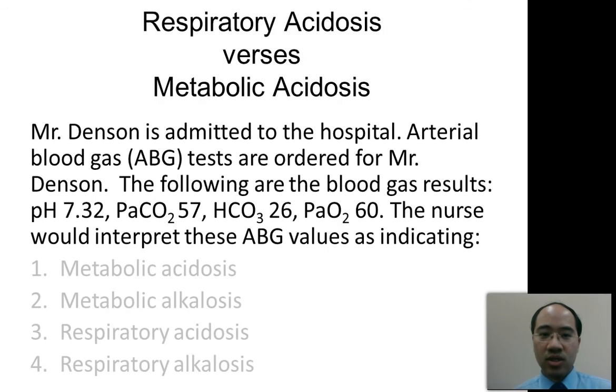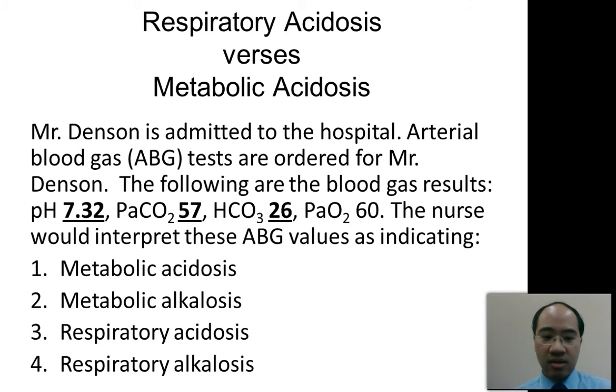Here's a typical type of question dealing with acid-base balance, or determining whether a client is suffering from respiratory acidosis or metabolic acidosis. This is Mr. Denson. He is admitted to the hospital. His ABG numbers are as follows: pH 7.32, carbon dioxide 57, bicarbonate 26. The nurse would interpret these ABG values as indicating 1, 2, 3, or 4: metabolic acidosis, metabolic alkalosis, respiratory acidosis, or respiratory alkalosis.